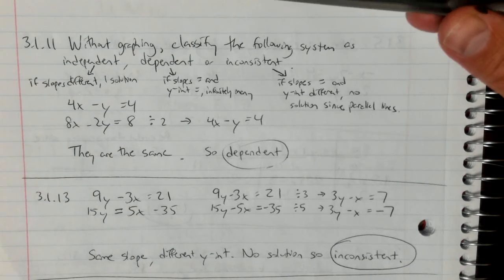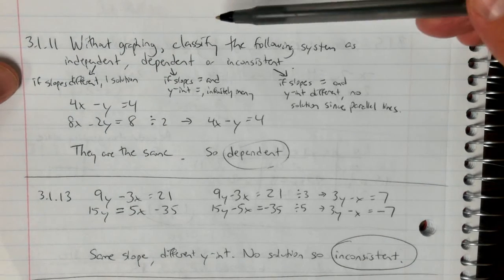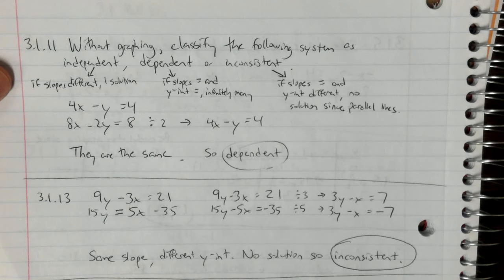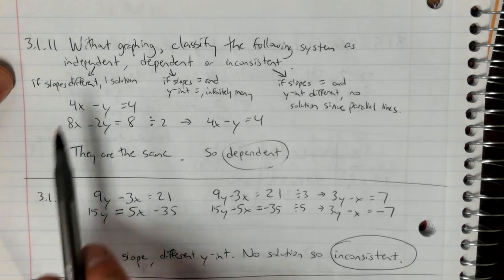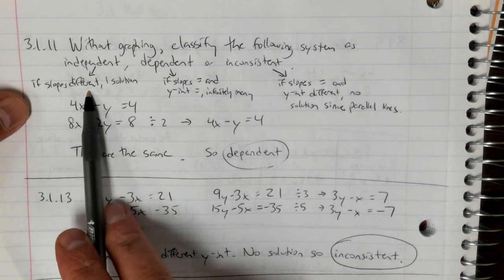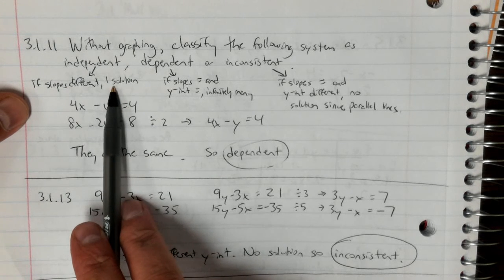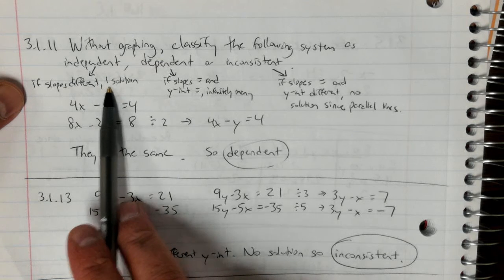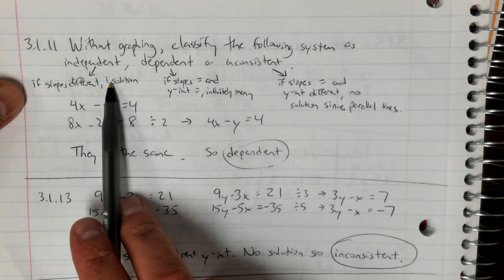Now, with this question, it says, without graphing, classify the following system as independent, dependent, or inconsistent. So just as a quick review, independent means the slopes are different and there's one solution. Like most equations are going to have one solution.